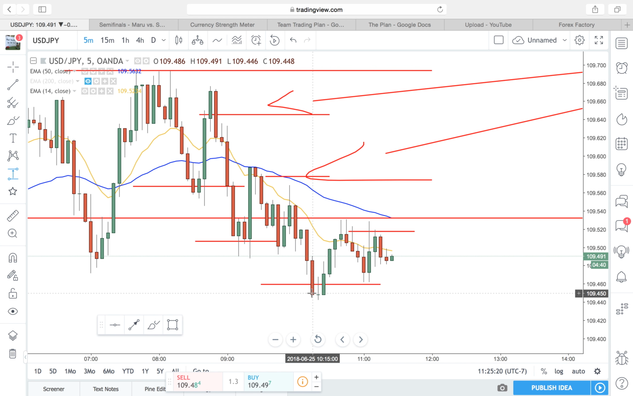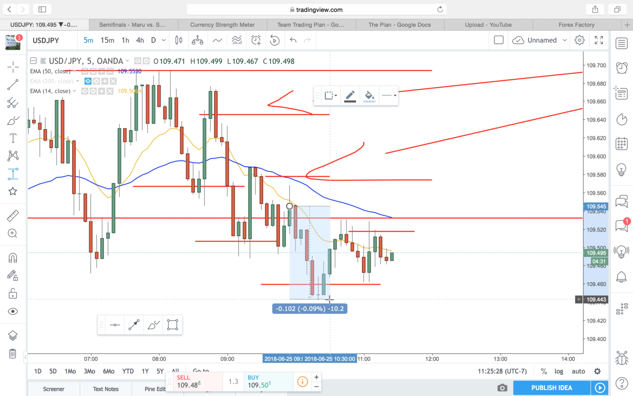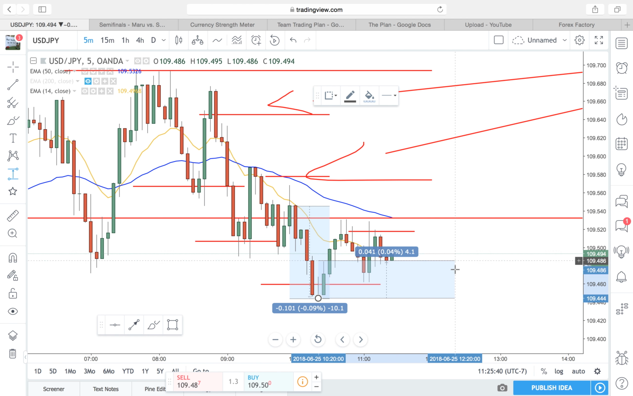Because if you look at the time, that's 10:15. This is 10, this is 10:05. So look, right at 10 o'clock, price literally drops 10 pips in a matter of 20 minutes in the very first hour of the candle. And then what did she do? She retraced the same amount, almost 8 pips, and now is ranging.